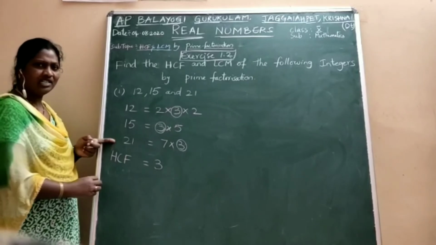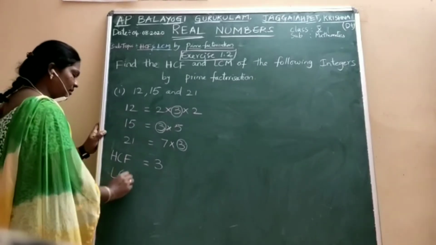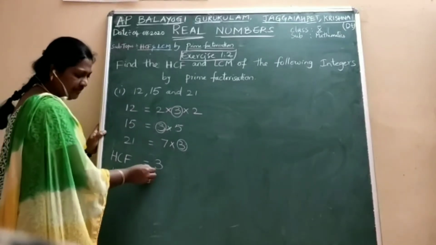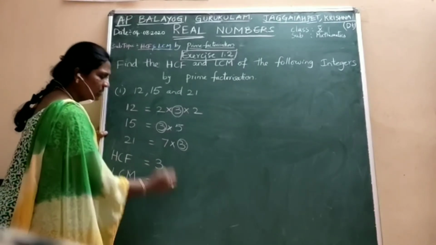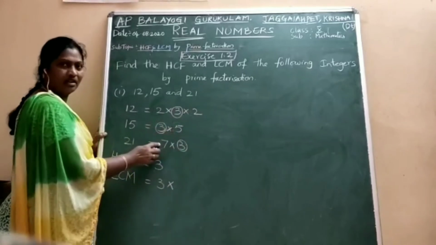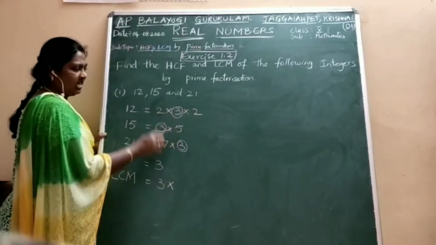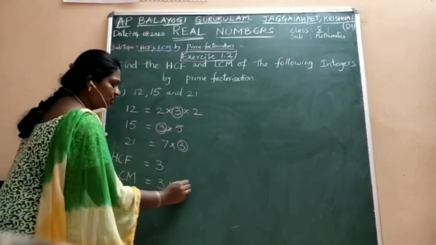Again, how to find LCM? For LCM, you have to write first of all the HCF that we have got, 3. So 3 into the remaining numbers which are not common. Again here we are having 2.